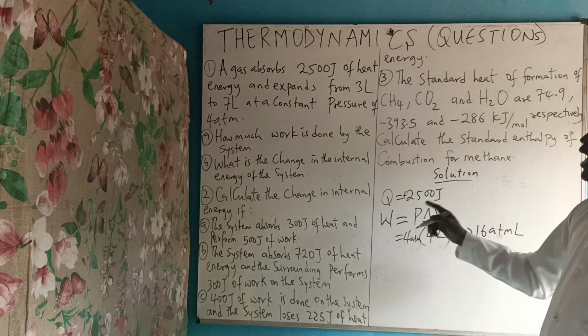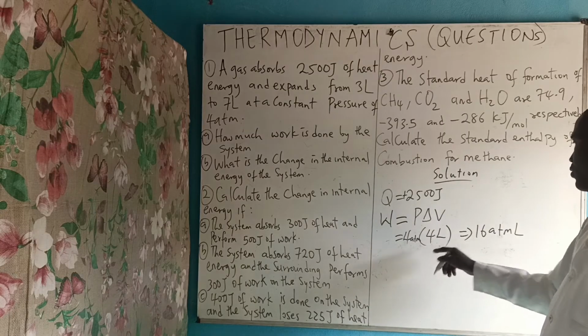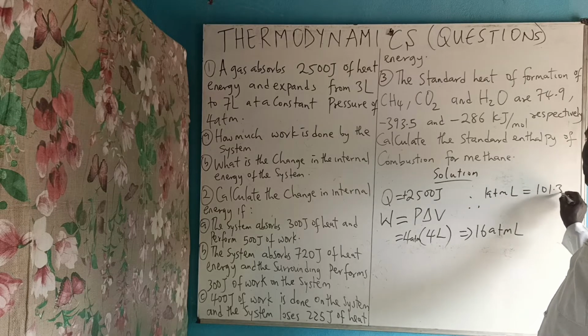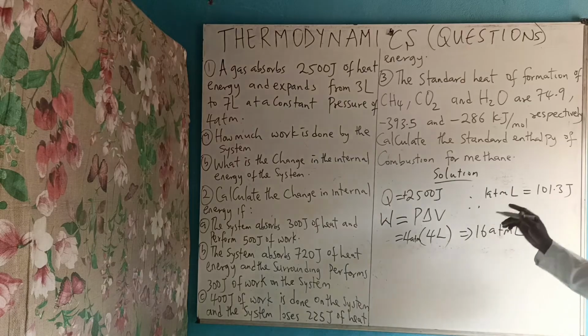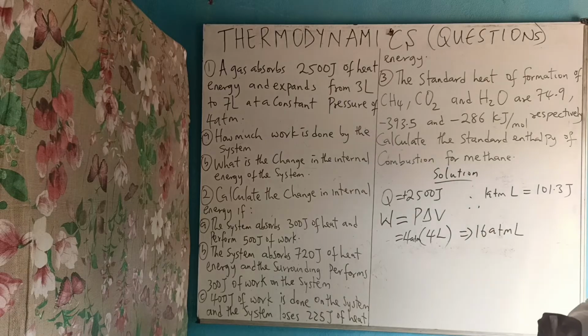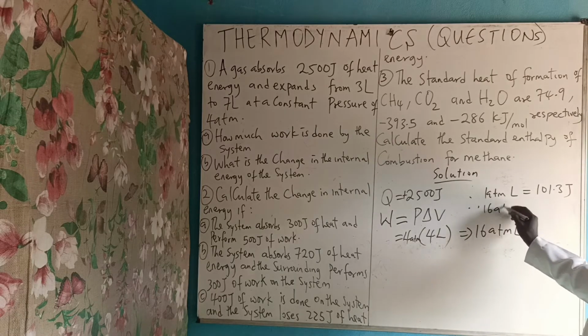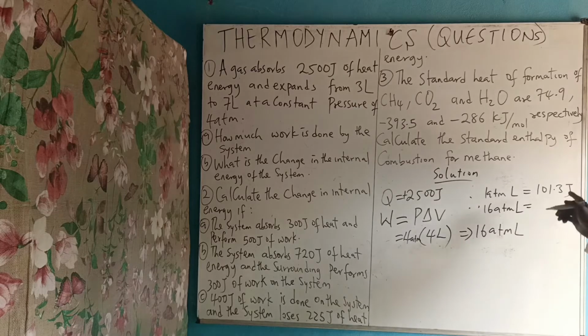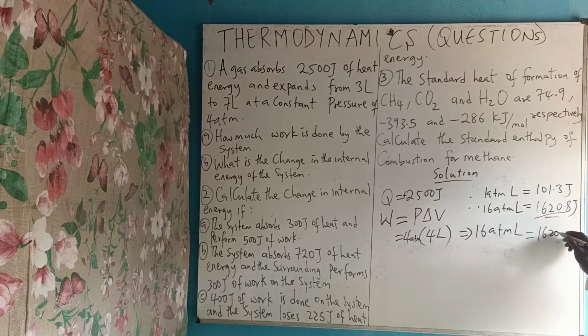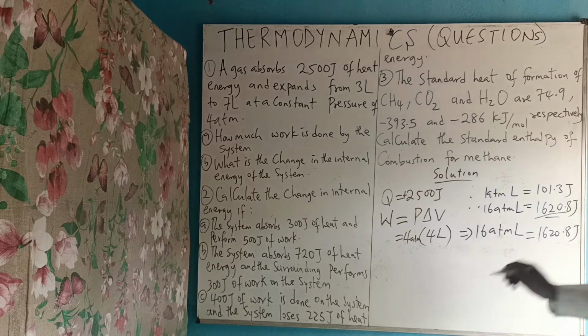That is this. Now, since this is the work, note that 1 atm liter is equal to 101.3 joules. It's a conversion relationship. 1 atm liter is 101.3 joules. And therefore, 16 atm liter will be equal to, when you cross multiply, 16 times this, and that will be giving you 1620.8 joules. This is equivalent. So this is 1620.8 joules.